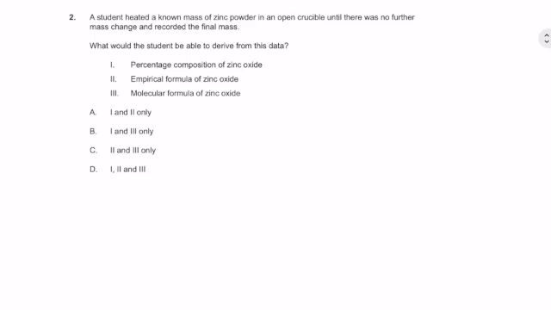So first, we have the known mass, so the initial mass of the zinc. Next, we also know that there is no further mass change, which means that the reaction has gone to completion, and in this case it is the reaction of zinc with the oxygen in the air because it is an open crucible. So that will give you zinc oxide, which is what the question later asks us about. Next, we also have the final mass that is recorded. So that would be the mass of the zinc oxide. Just write it like that for now.